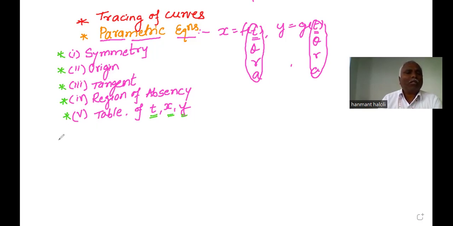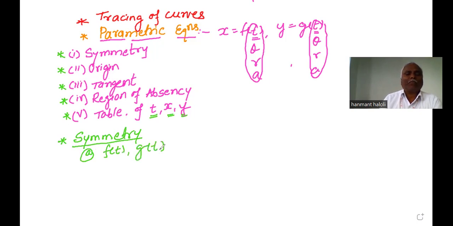Now we'll learn the concepts one by one. First we'll go for symmetry. Now how do we find out whether the curve is symmetric about which axis? This is the first point we can learn. Now we have two functions here, f of t and g of t, or f of theta and g of theta. Out of these two, find out which is an even or odd function.